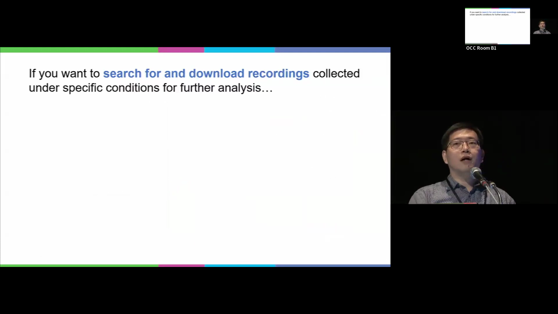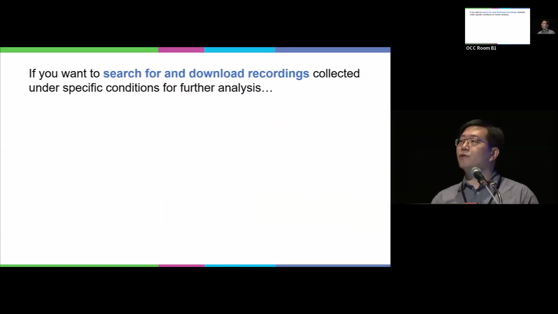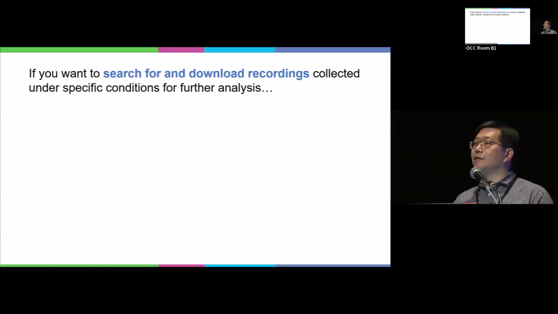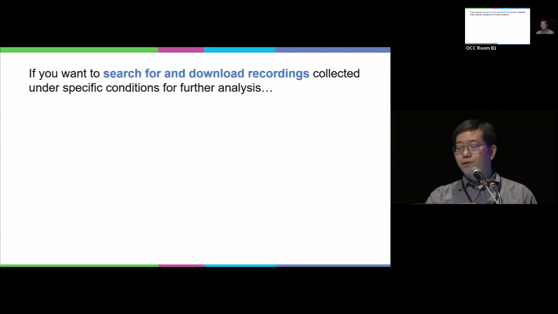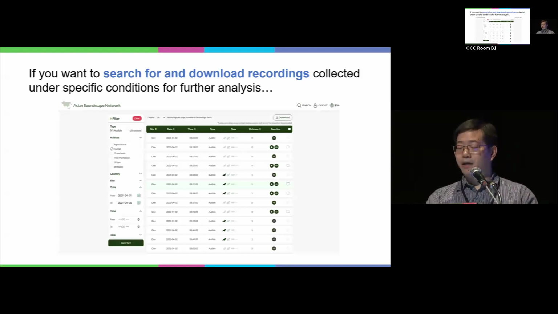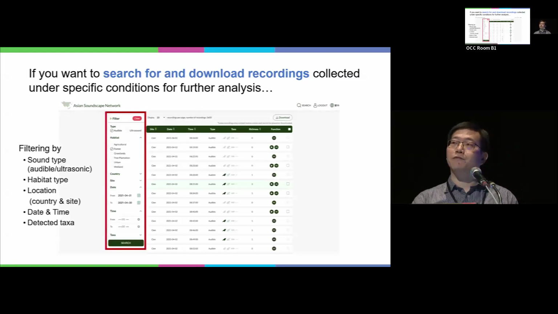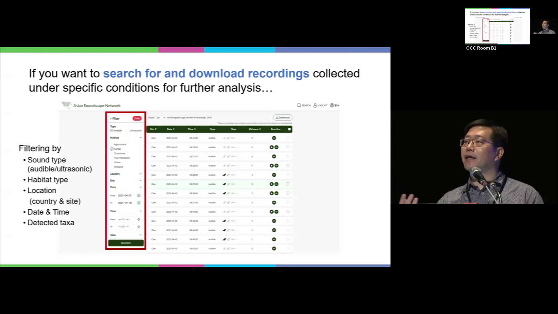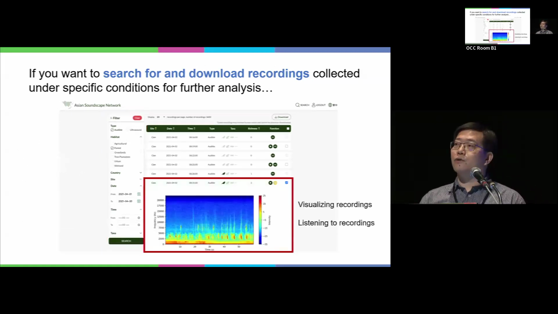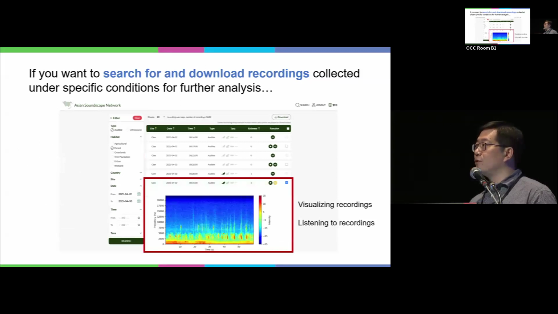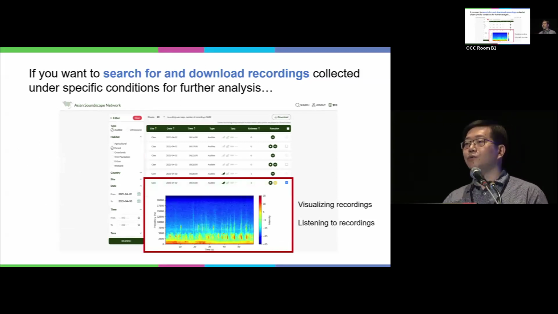Or if you want to access some recordings collected under certain conditions for further analysis, you can visit the data search page. There, you can filter the recordings by their metadata, such as the sound type, habitat, and the collection date and time. For each recording, you can view its spectrogram and listen to it to determine whether it meets your needs.